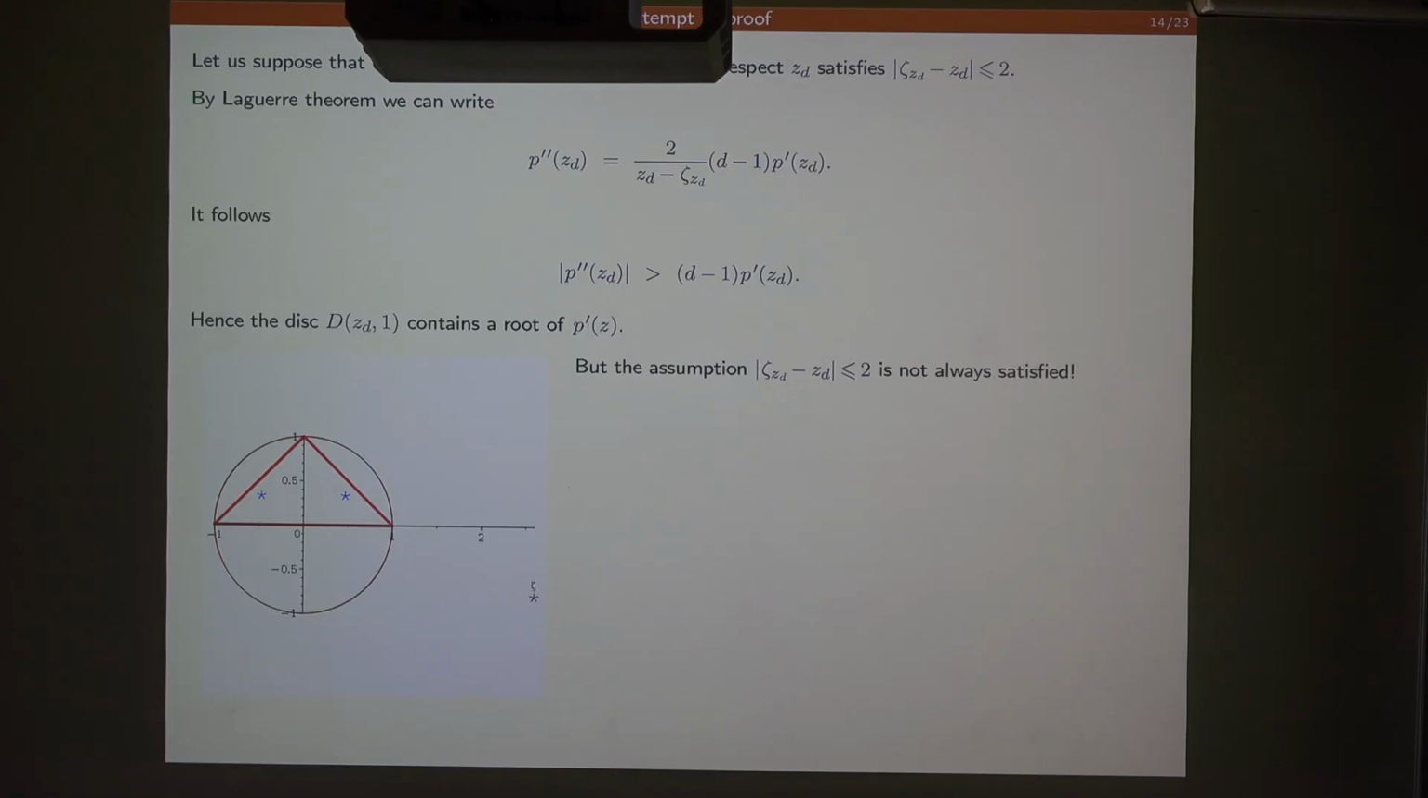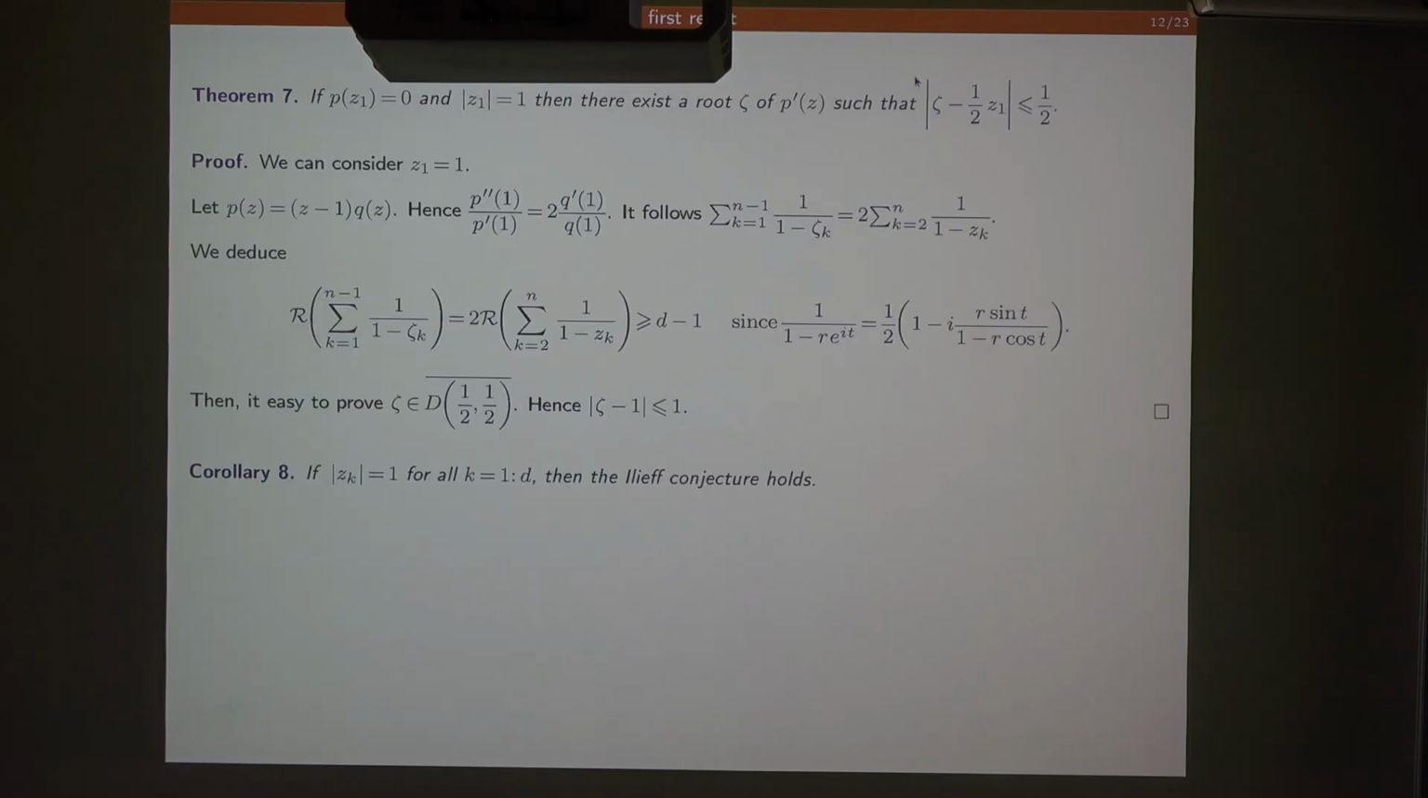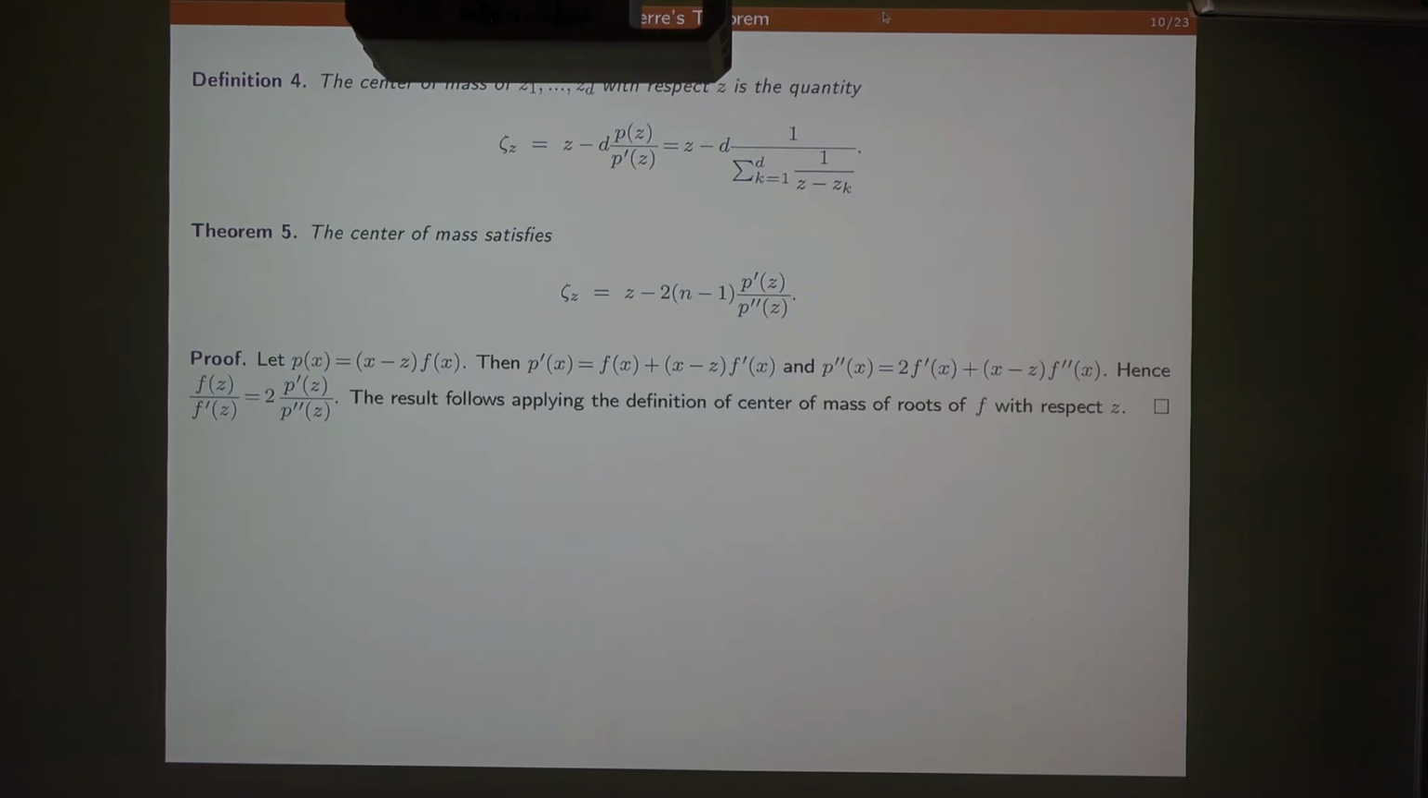An attempt of proof, but it's false. Why? Suppose that the center of mass of Z1, ..., Z_{D-1} with respect to ZD satisfies this inequality. I remember the center of mass; the center of mass is this point.